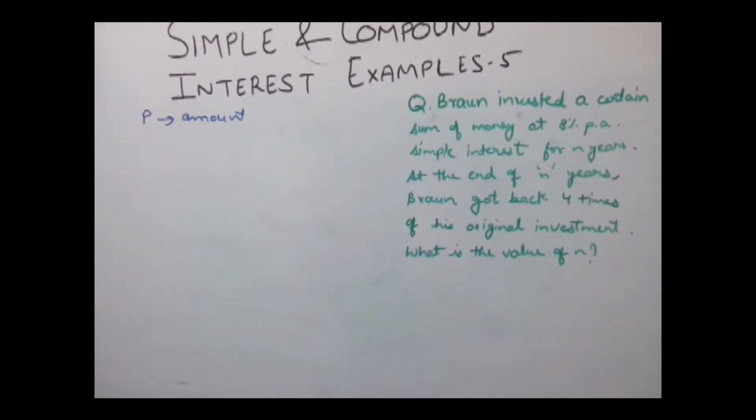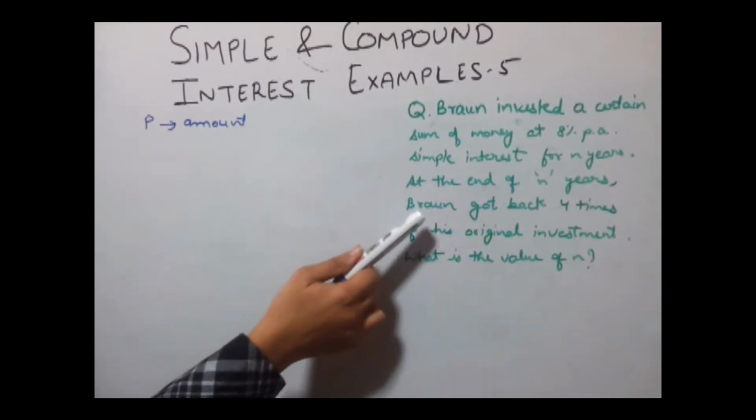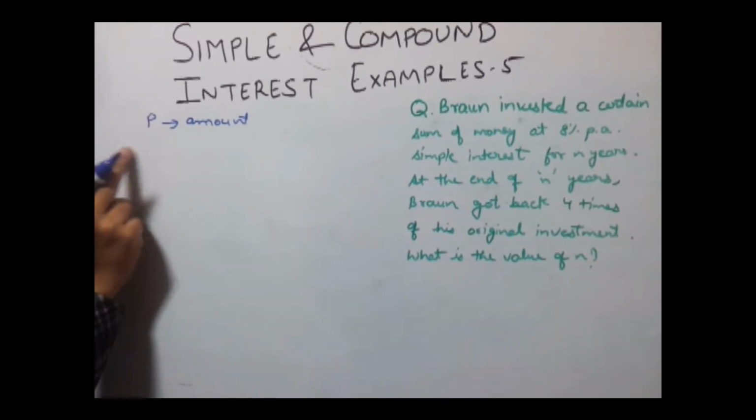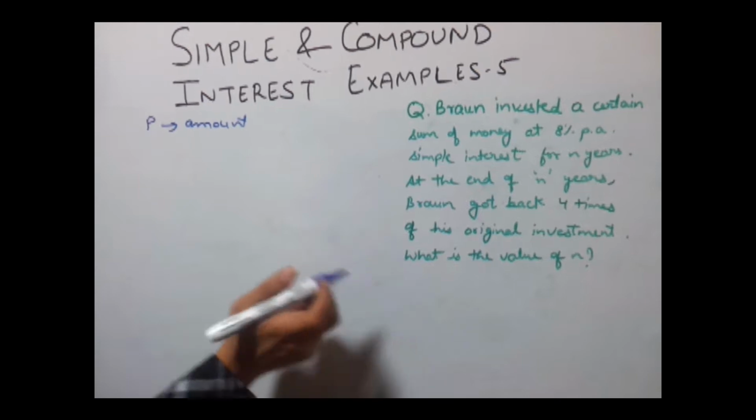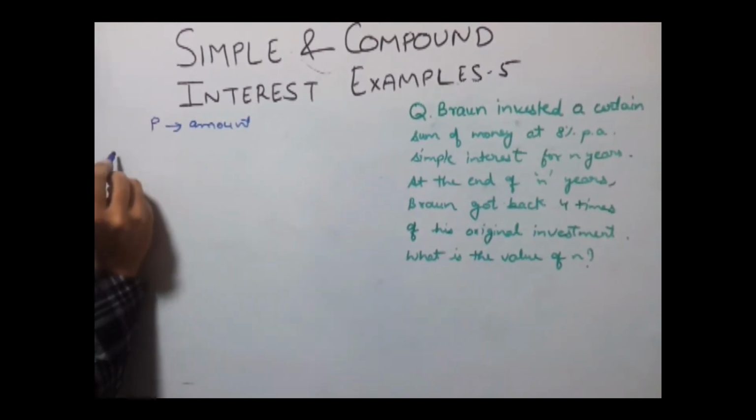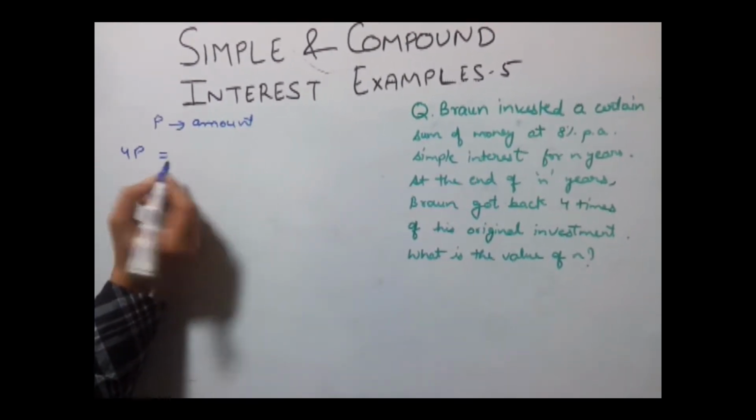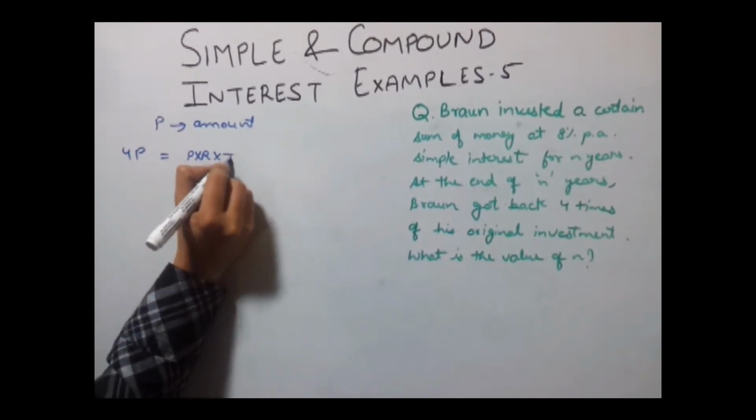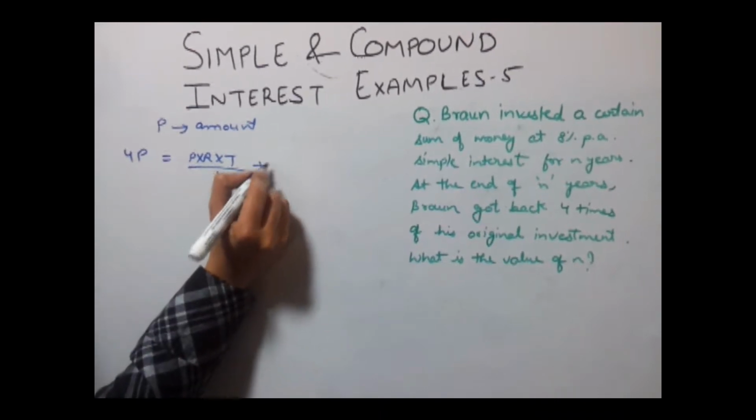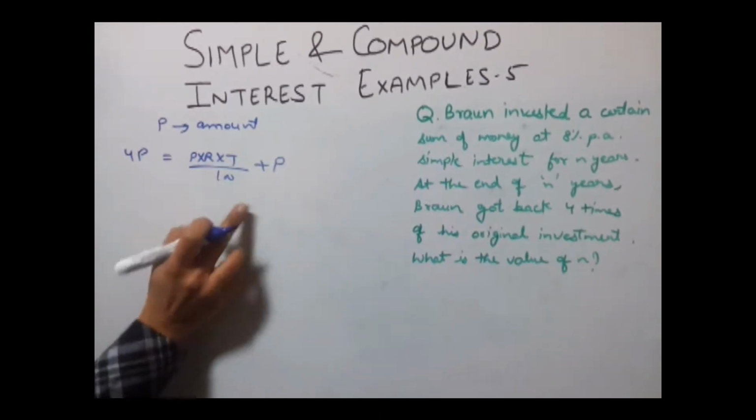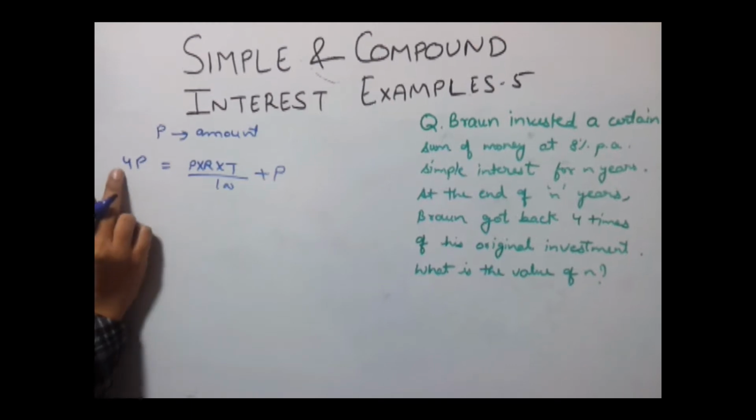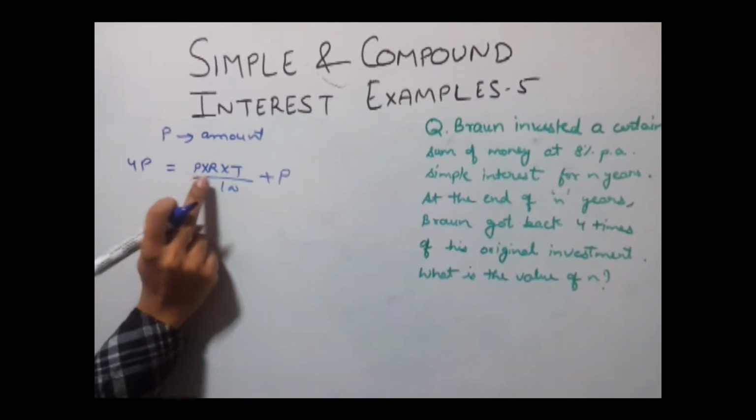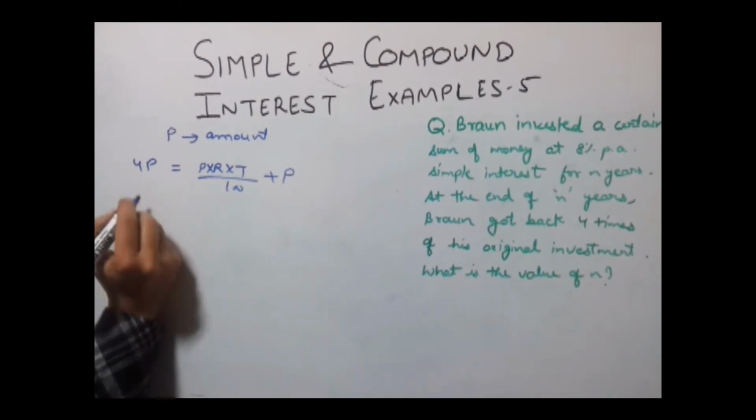And according to the question, at the end of N years, Braun got back 4 times of his original investment. So at the end of N years, what he will get? 4 times the original amount. That is 4P will be equal to simple interest, that is P into R into T upon 100, plus P. This is the actual amount that he will get at the end of the year, and this is equal to 4 times what he invested. So 4P is equal to PRT upon 100 plus P.